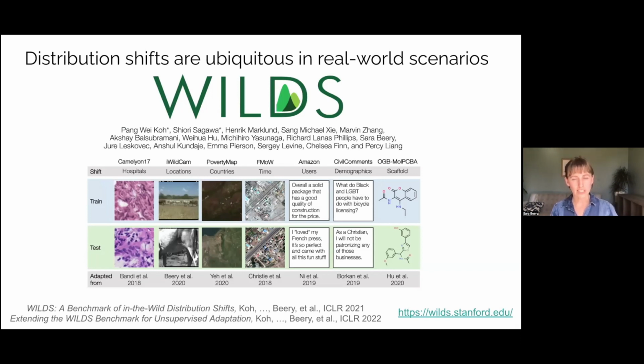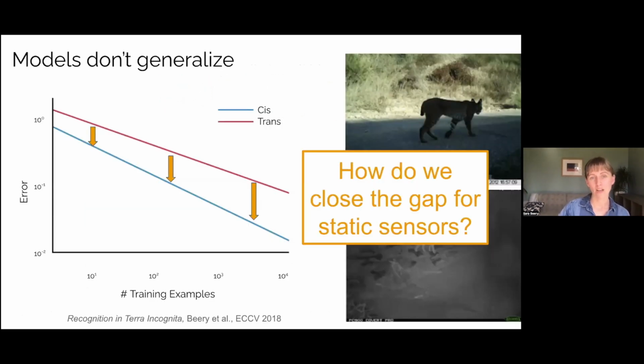And I think the most interesting thing that we found is that if you look at the leaderboards for the WILDS data set, most of the really fancy, incredibly complex, state-of-the-art methods for distribution shift don't do better than just ERM, just empirical risk minimization, when you're actually working on some of these real-world distribution shifts. And I think this means that we've been trying to tackle easier versions of the problem than what we see in the real world. But so how do we close this gap for static sensors?